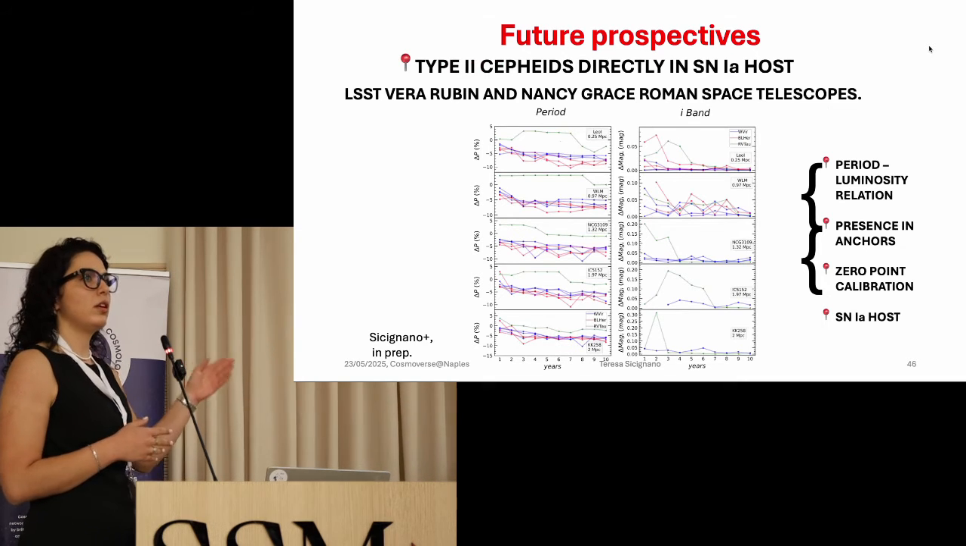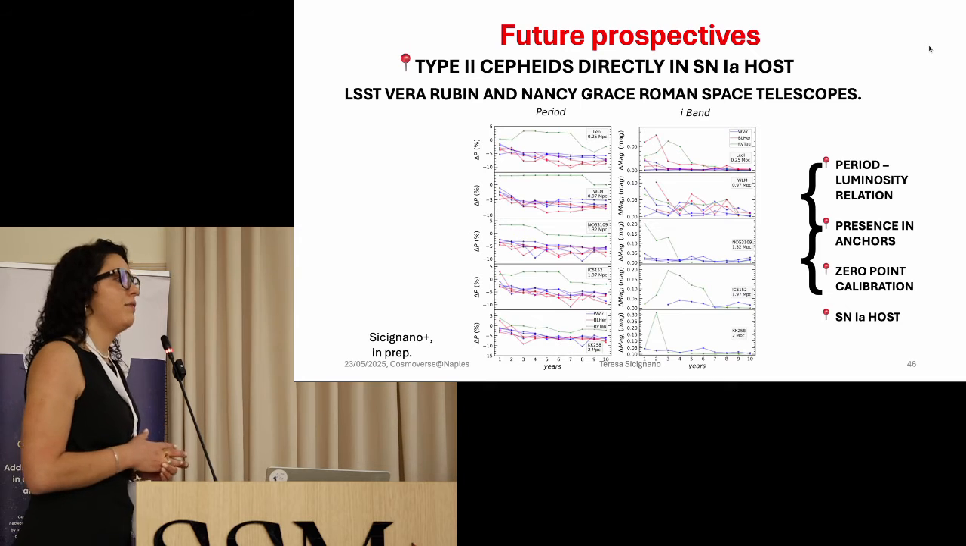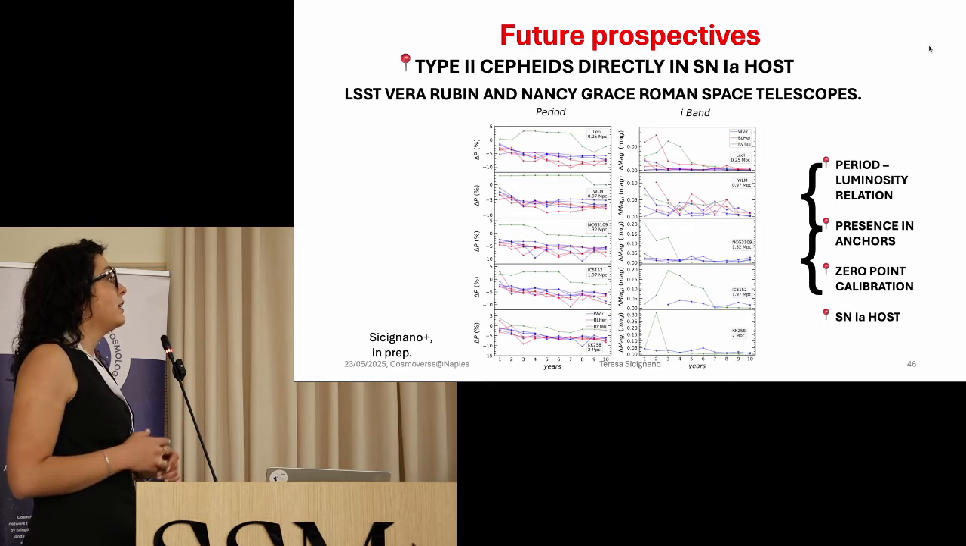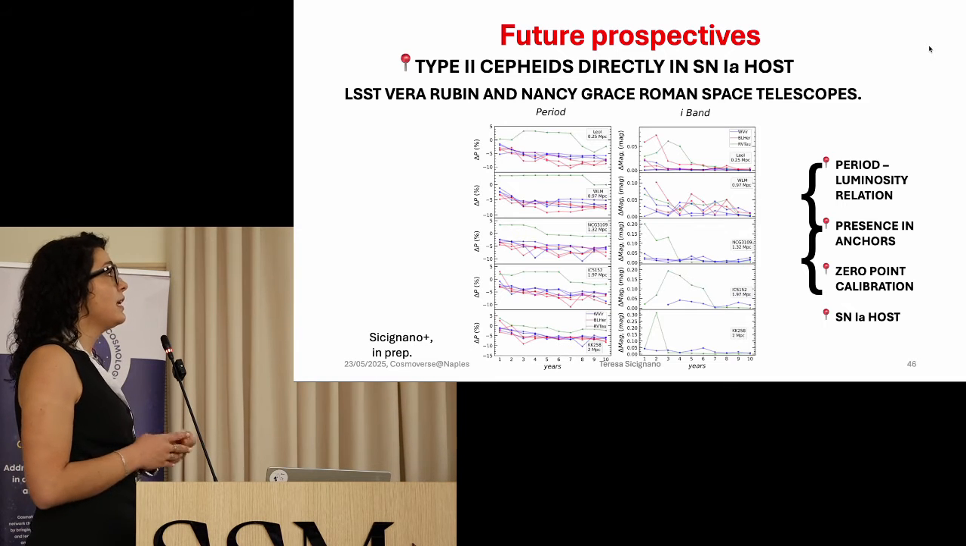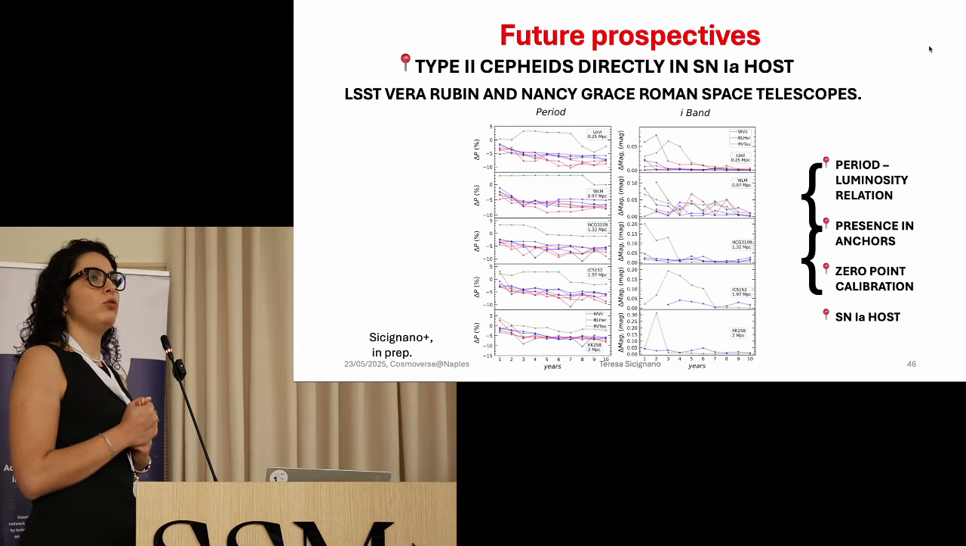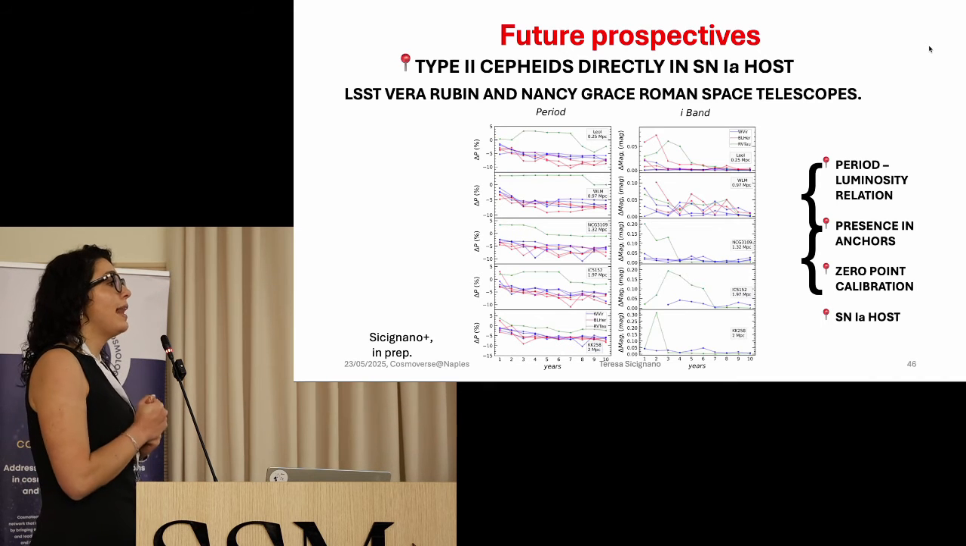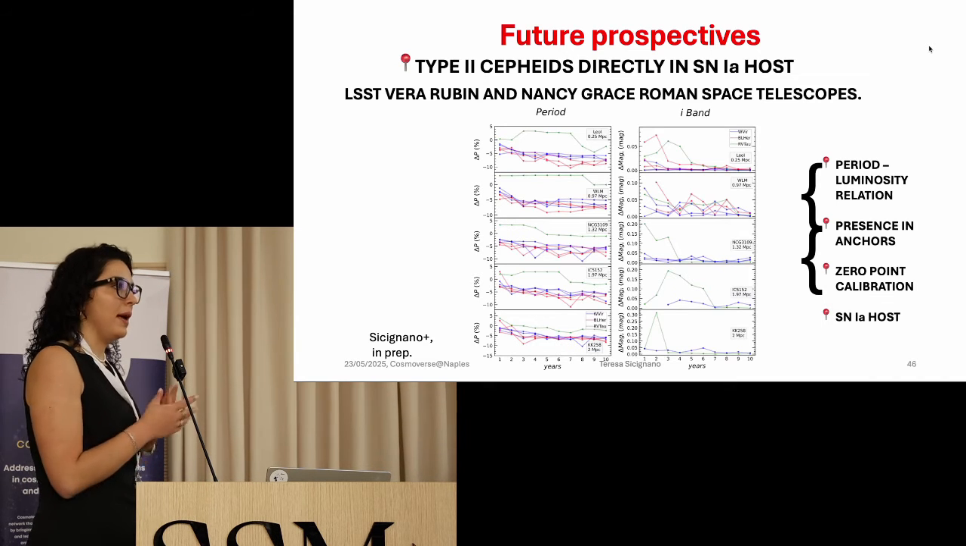Just to let you know, thanks to LSST, we will also be able to observe Type II Cepheids, because we simulated the observation of Type II Cepheids. We will be able to observe them in galaxies hosting supernova 1A. And as you can see here, after 3 years of observation, we will be able to retrieve a period for these stars and also a light curve in the E-band.